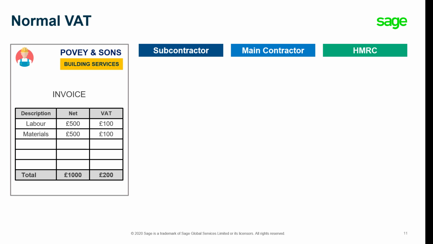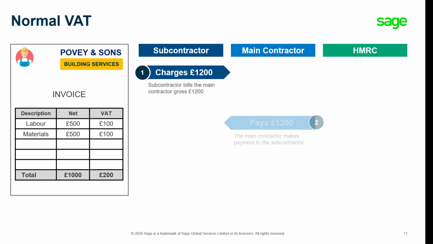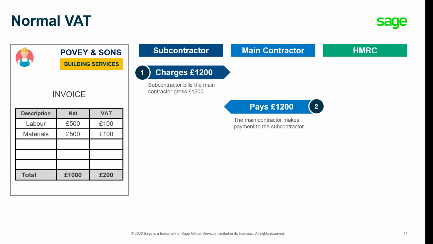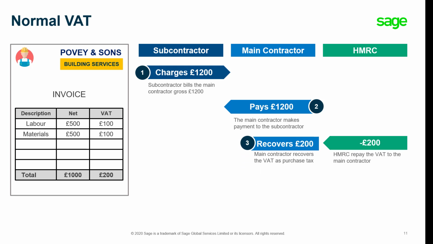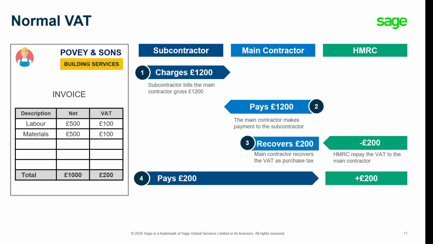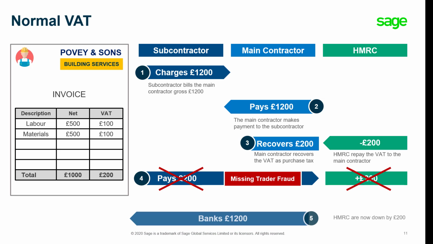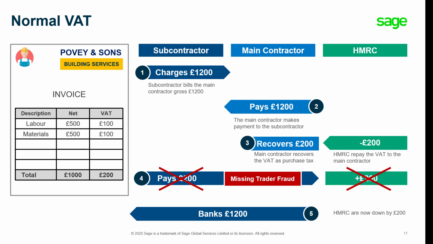Under missing trader fraud, the first few steps are the same. So the subcontractor will still invoice the main contractor for the work completed. The main contractor will pay the subcontractor. They'll also recover the VAT as purchase tax on their VAT return. The subcontractor, however, has gone missing, leading to missing trader fraud, leaving HMRC down by £200 and leaving the subcontractor to bank the full value of the invoice.